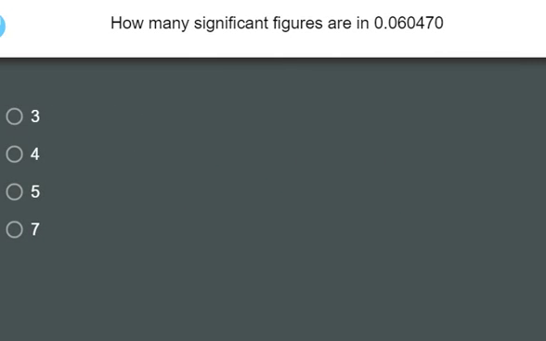Then how many significant figures are in 0.060470? Okay, we've got zeros at the beginning here. Not significant. The zero in the middle is significant. The zero at the end is significant because there is a decimal here. So we have 60470. So that would be 5 significant figures.